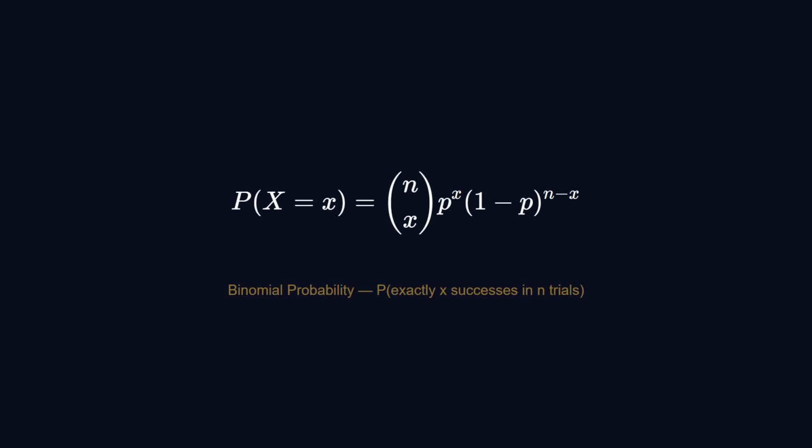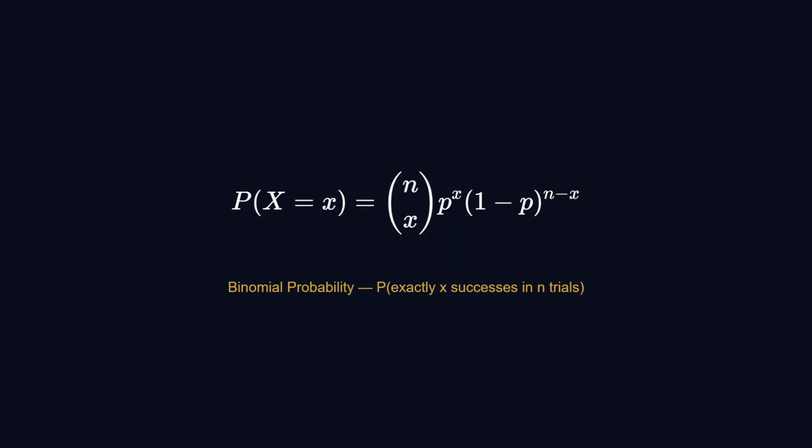The binomial probability formula. P of exactly x successes in n trials equals C of n, x times p to the x times (1 minus p) to the n minus x. Let us break this apart. C of n, x is the combination formula from lesson 5. It counts the number of ways to arrange x successes among n trials. p to the x is the probability of x successes in a row. (1 minus p) to the n minus x is the probability of the remaining trials being failures.